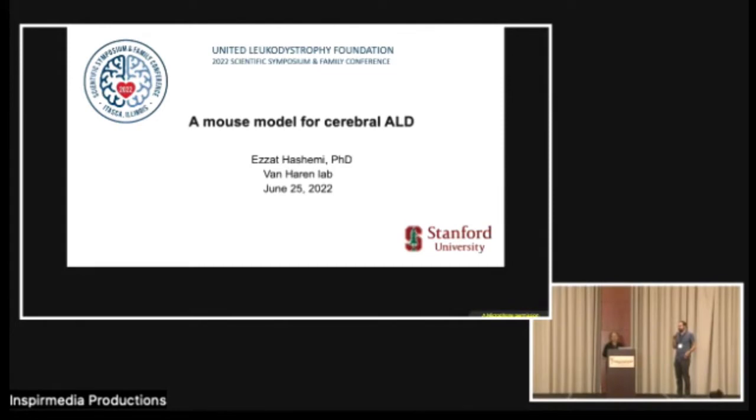I think I can say that without Dr. Hashemi's initial insights, we wouldn't have the model that she's developed, and she's done a really wonderful job. We're excited about the potential of this model. It's still early stage, and I want to emphasize that it's a model. It's not human cerebral ALD, but it's a version of it. So I'm going to let Dr. Hashemi talk about what she's done.